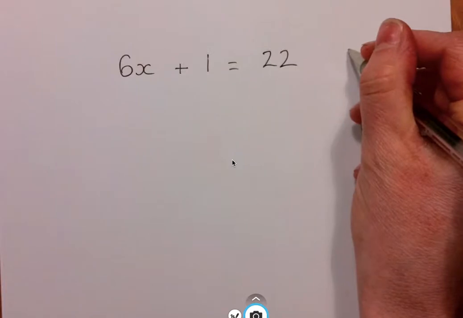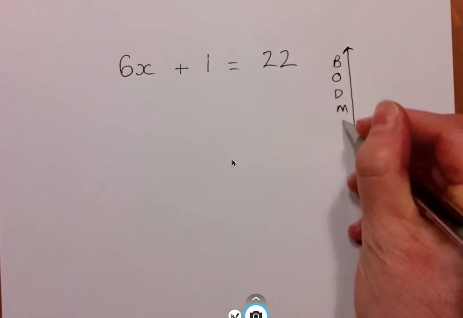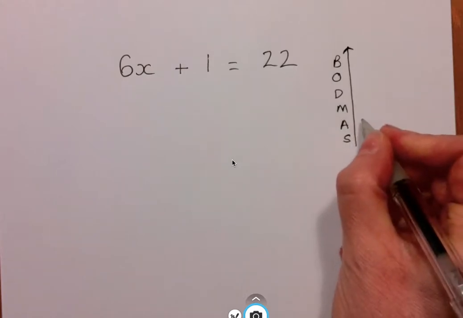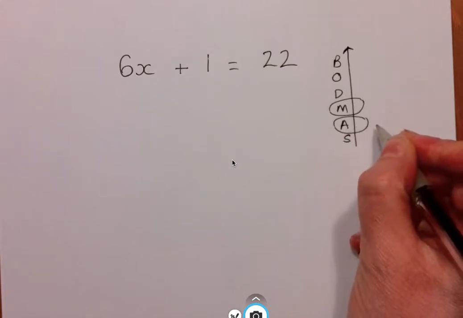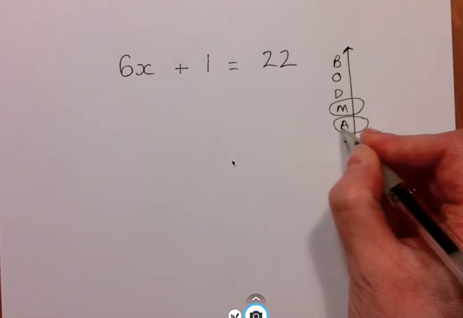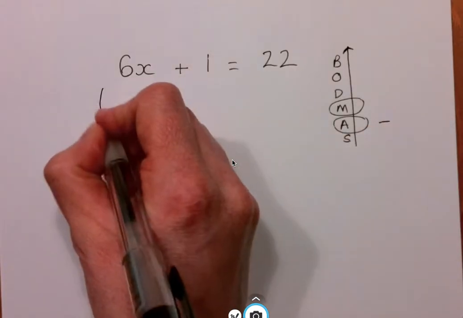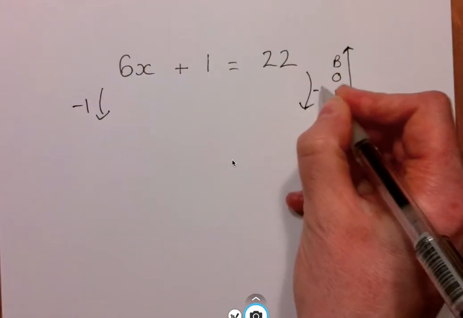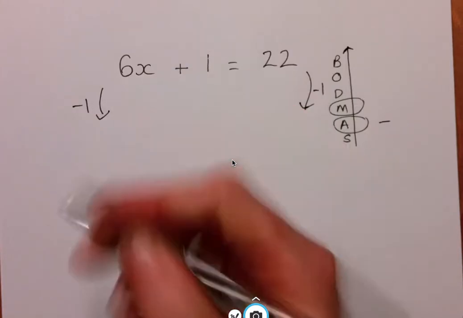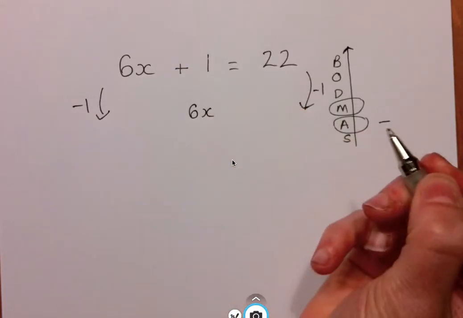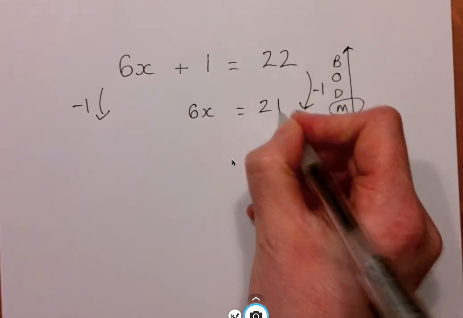So again, if I think about doing BODMAS in reverse, this time in this equation, I've got an addition and a multiplication. So I need to get rid of the addition before I get rid of the multiplication. The opposite of adding is to subtract. So the opposite of adding 1 is to subtract 1. So I take away 1, and remember I have to do it from both sides. Here, positive 1 take away 1 cancels each other out, so I'm left with 6x. On the other side, 22 take 1 leaves us with 21.